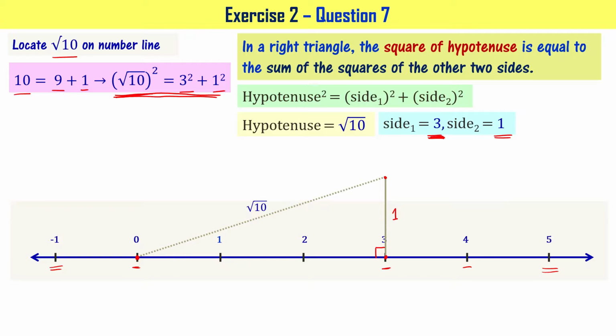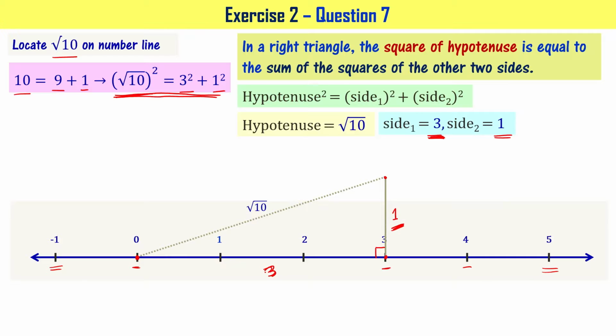Since we have now a right angle triangle, the Pythagoras theorem holds true here. 1 square plus 3 square, right? The length of the horizontal line of this right triangle is 3. So 3 square plus 1 square equal to root 10 whole square, right? Now we got a measure of root 10.